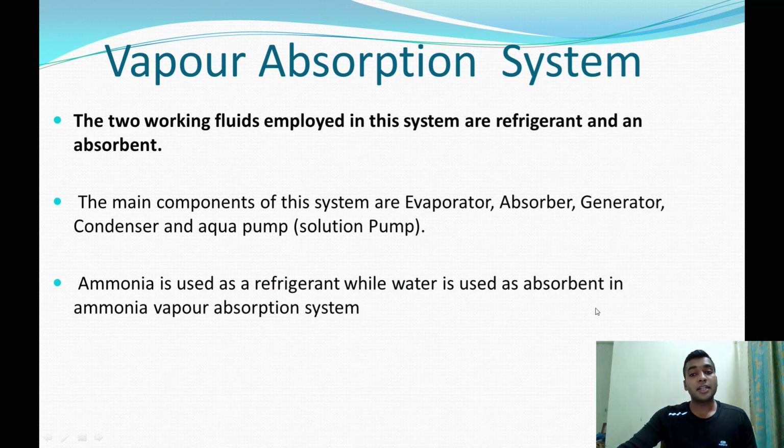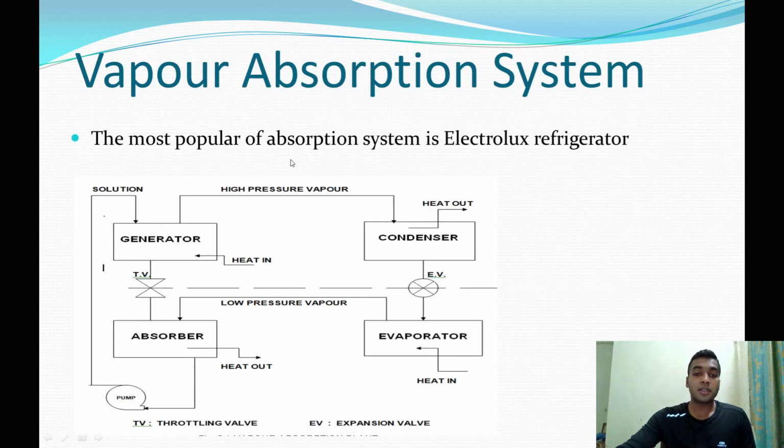Let us understand the second type of system, that is the vapor absorption system. In this system we use two working fluids, that are refrigerant and absorbent. The main components of this system are evaporator, absorber, generator, condenser and aqua pump. If you are using an ammonia vapor absorption system, then ammonia will be your refrigerant while water will be your absorbent. The most popular absorption system is the Electrolux refrigerator. Now I'll tell you the working of this vapor absorption system.